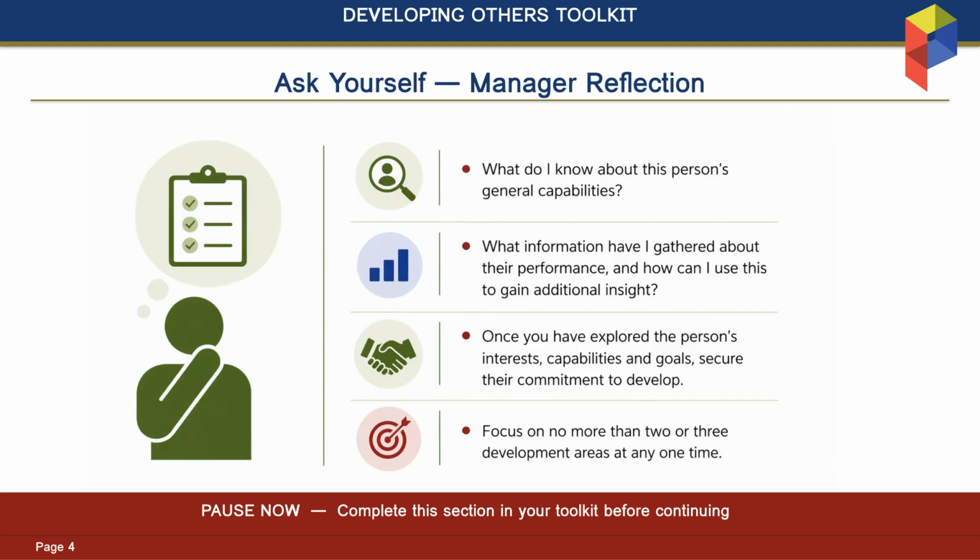Still on page 4, there is also a section for you to reflect as the manager or coach. Ask yourself, what do I know about this person's general capabilities? What information have I gathered about their performance, and how can I use this to gain additional insight? Once you have explored the person's interests, capabilities, and goals, secure their commitment to develop. And remember, focus on no more than 2 or 3 development areas at any one time. Pause the video now and complete the Ask Yourself section on page 4 before moving on.